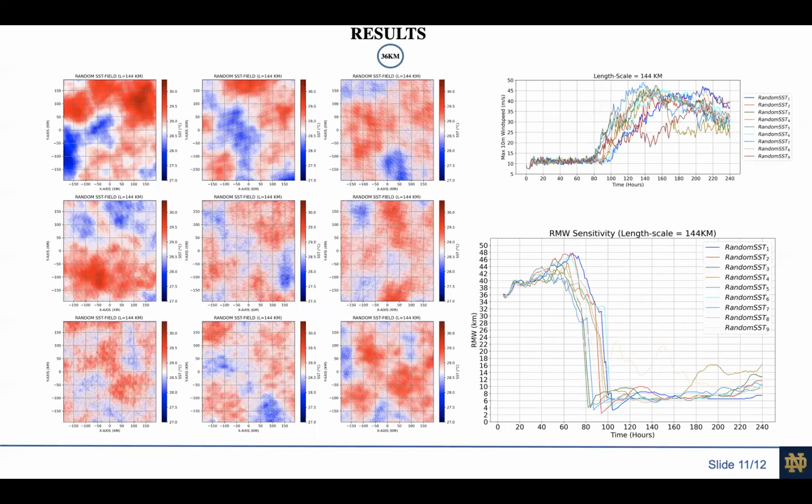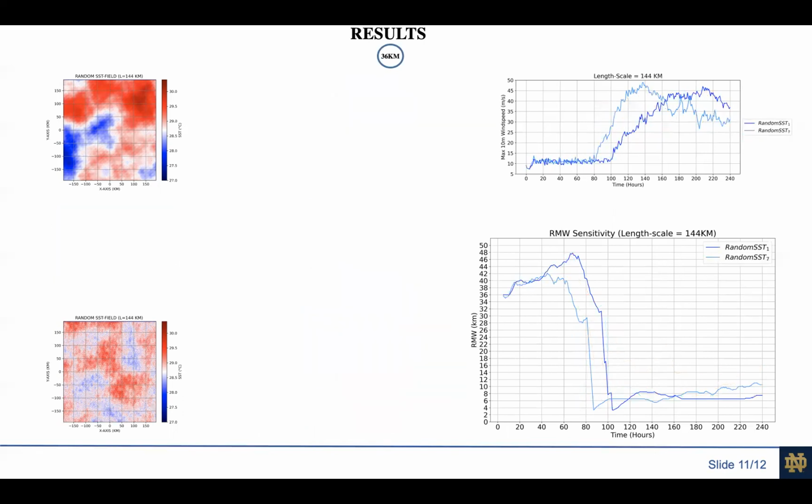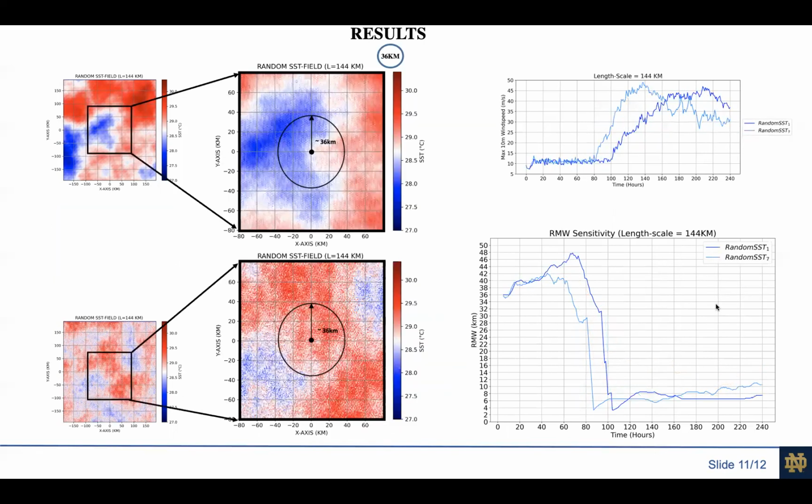We decided to take a closer look, but for a larger length scale of 144 kilometers, and this shows a similar result here. The simulation with an initial quick period of rapid intensification corresponds to a storm initialized over a relatively warm SST anomaly of roughly 29.5 degrees Celsius. And the simulation with a delay in the period of rapid intensification corresponds to a storm initialized over a relatively cold SST anomaly of roughly 28 degrees Celsius.